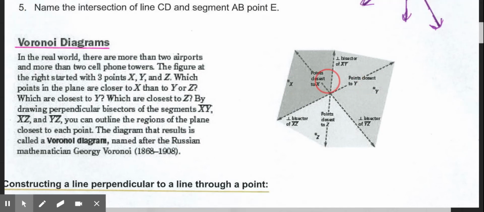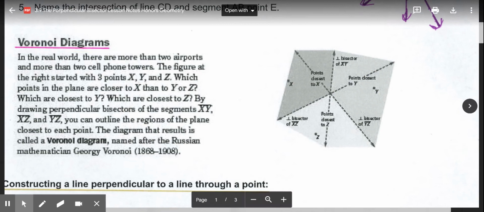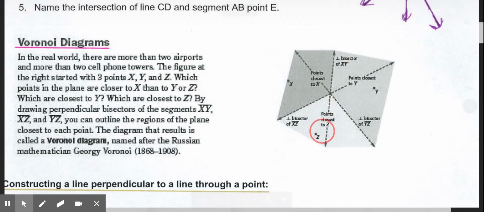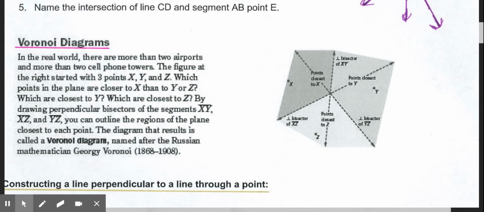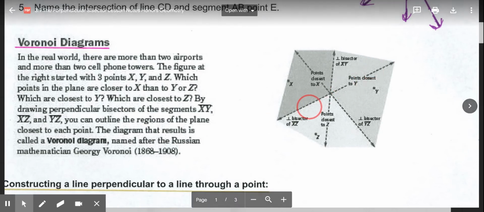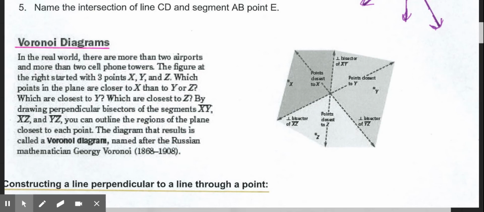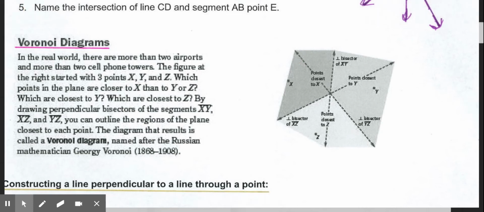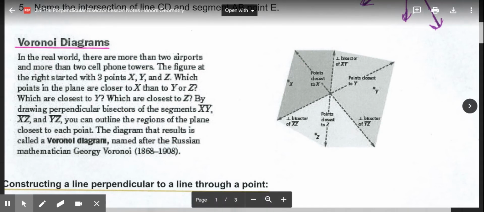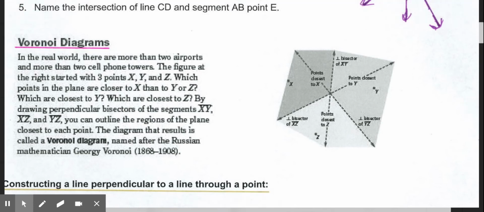So if we had a segment XY there and we drew its perpendicular bisector, that would give us this line here. Then we do the perpendicular bisector of XZ, giving us this line here, and the perpendicular bisector of YZ, giving us this line here. What that does is it breaks the figure, or this plane, into different regions. That allows us to say points in those regions are closest to a given point.